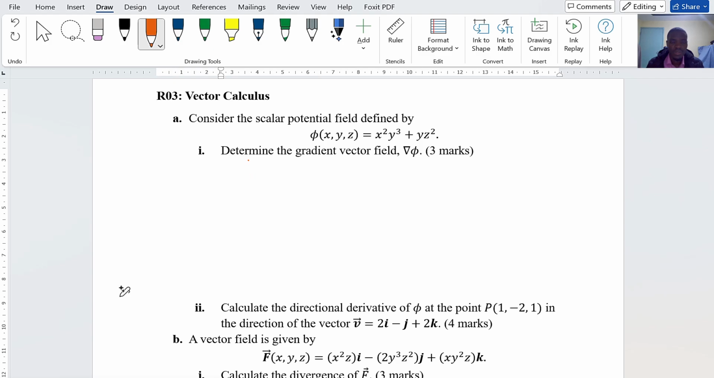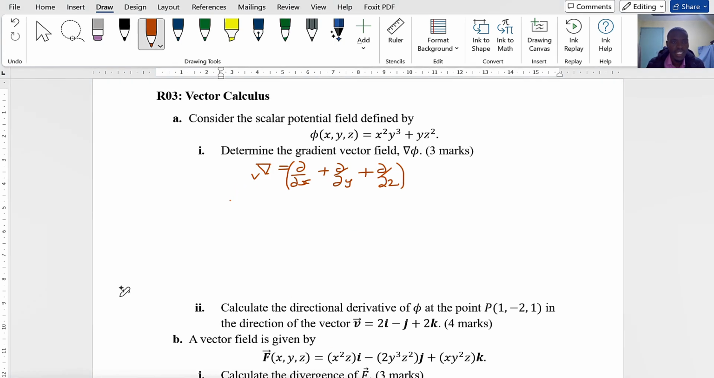We know that the nabla, which is this, is simply given by d over dx plus d over dy plus d over dz. So this is something that you should always remember for this. That is our nabla.